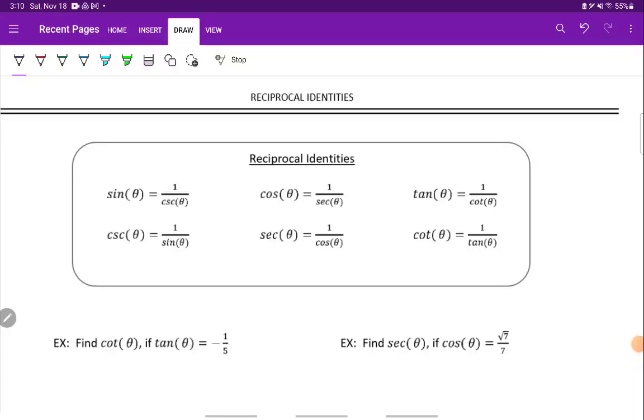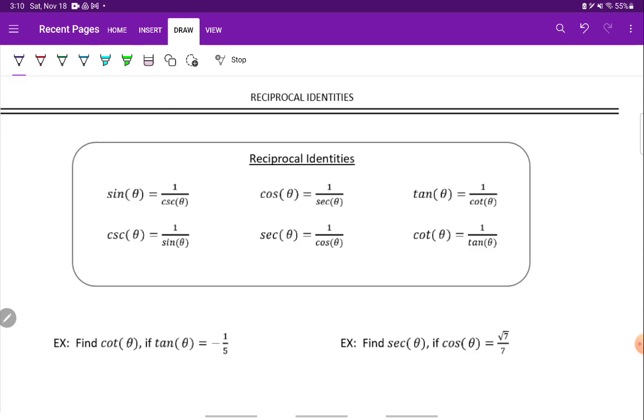In this video, I'm going to formalize the reciprocal identities. I've been talking since I first defined the 6 trig functions that we had 3 pairs of reciprocals. Well, here it is in a formal identity form.